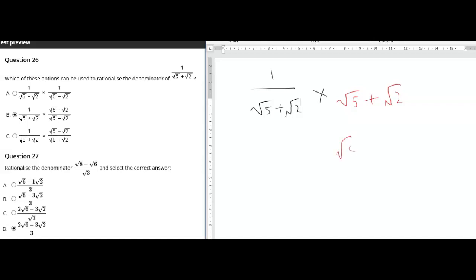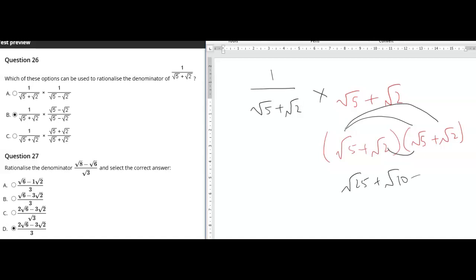So if I was to do root 5 plus root 2 times root 5 plus root 2, when we're expanding that, we've got root 5 times root 5, which is the square root of 25, root 5 times root 2, which is root 10, and then we've got another root 10, and then we've got square root of 4. So what we've got now is 5 plus 2 root 10 plus 2. So effectively, we're not getting rid of this surd. We've still got a surd here.